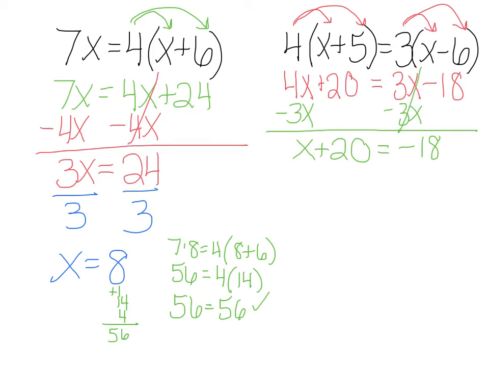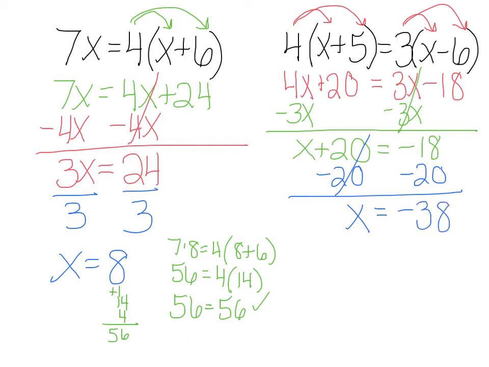I'm going to get rid of the 20 because I want to bring it to the other side. So I'm going to subtract 20 on both sides because what I do on one side, I do on the other. These are going to cancel out and I'm left with x equals negative 18 minus 20, which is going to be negative 38. And how do you know if you did it right? Check your answer.